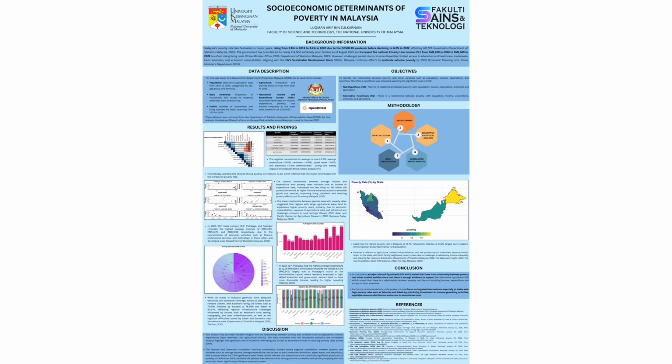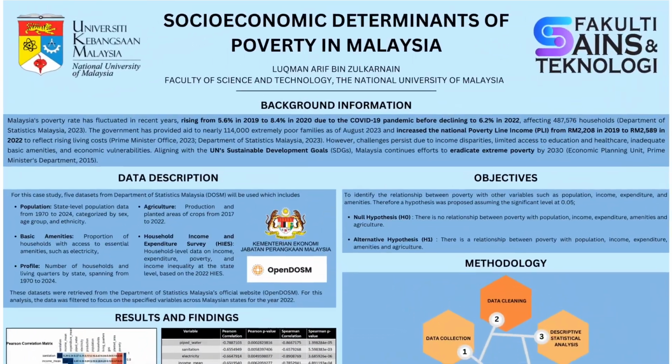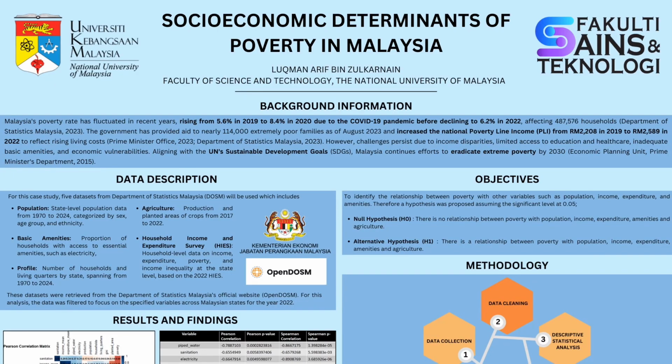For the first part of the presentation, we will go through the background information. So, as stated by the Department of Statistics Malaysia in 2023, Malaysia's poverty rate has fluctuated in recent years, rising from 5.6% in 2019 to 8.4% in 2020 due to the COVID-19 pandemic before declining to 6.2% in 2022, which affects more than 400,000 households.